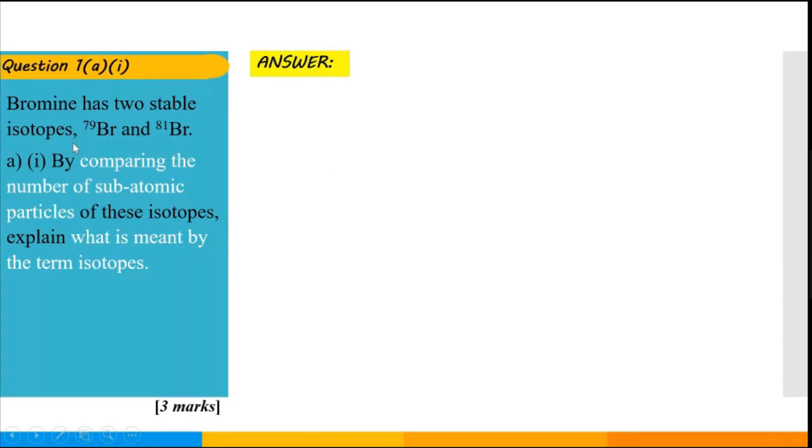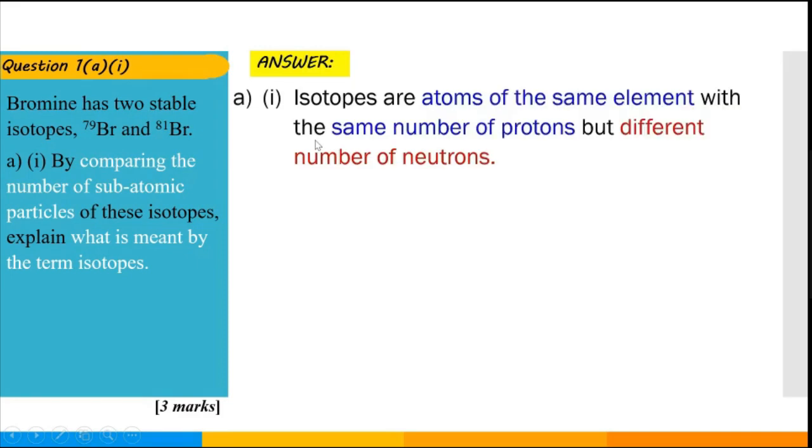Bromine has two stable isotopes, bromine 79 and bromine 81. By comparing the number of subatomic particles of these isotopes, explain what is meant by the term isotopes. So you got to read the question carefully. It's not just defining isotopes, but need to compare, using bromine 79 and bromine 81. So we can give the definition and then you need to make comparison with the two isotopes.